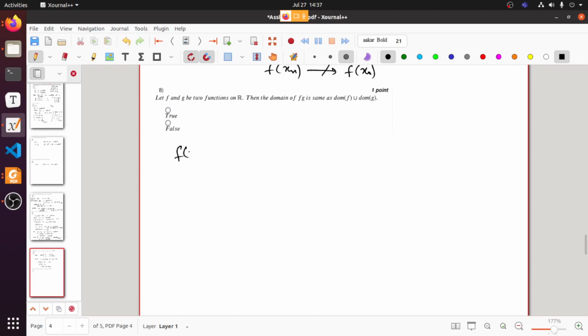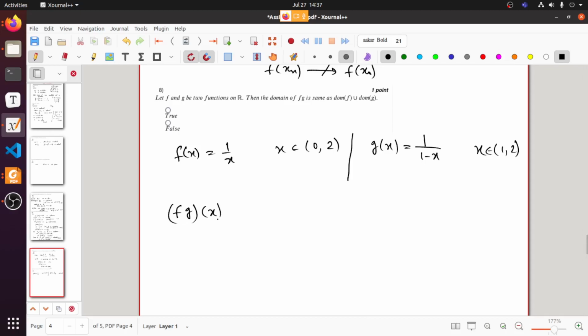Take f of x equals 1 by x, where the domain is (0, 2), and take g of x to be 1 by 1 minus x for x belonging to (1, 2), right? So these are two functions. When we talk about fg of x, we can only talk about where both the functions are defined. So fg of x will be 1 by x into 1 minus x for all x belonging to (1, 2). In the common region we can only talk about the multiplication of two functions, right?